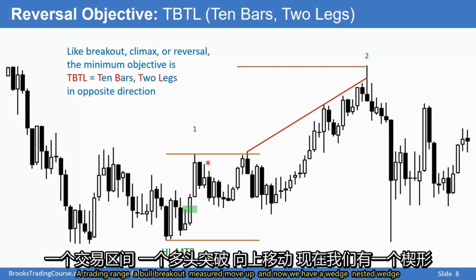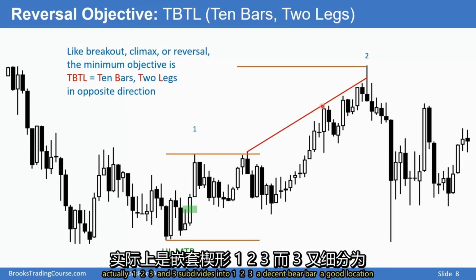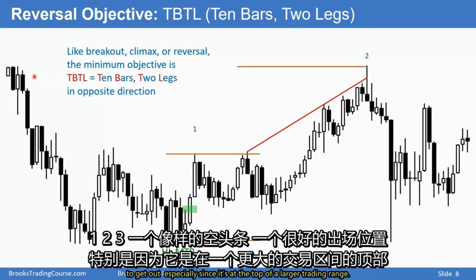A trading range, a bull breakout, measured move up, and now we have a wedge, nested wedge actually, 1, 2, 3, and 3 subdivides into 1, 2, 3. A decent bear bar, a good location to get out, especially since it's at the top of a larger trading range.